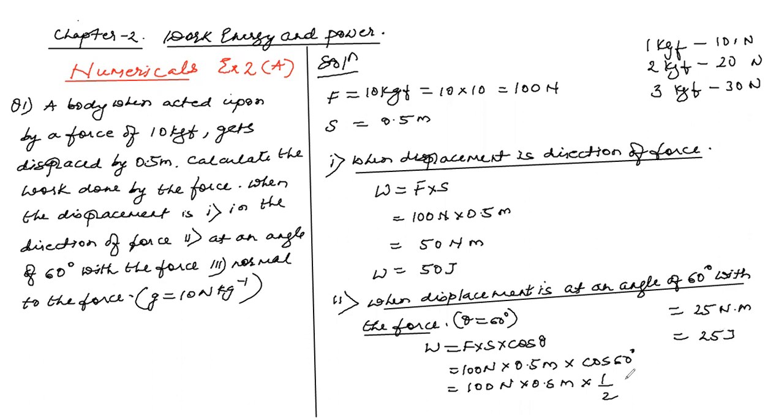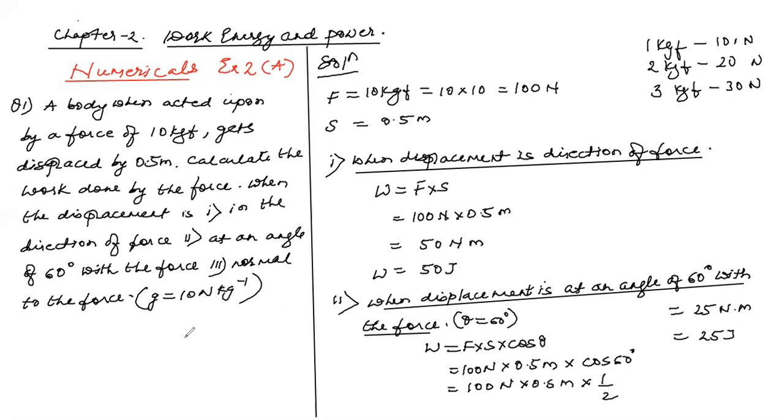I hope people are understanding. I hope this is a simple sum, children. I am sure everybody remembers: when displacement is in the direction of force, W is equal to Fs. When displacement is at an angle of 60 degrees with the force, W is equal to Fs cos theta.